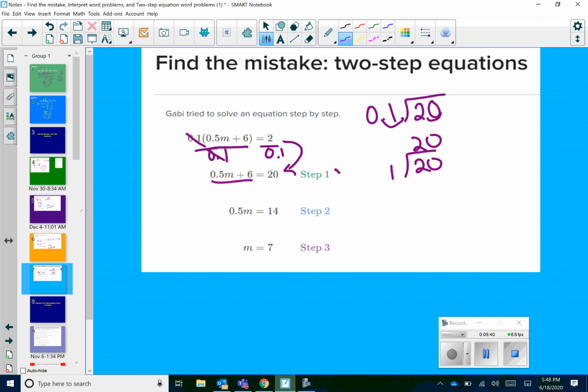So far step 1 looks good. Next step, we want to subtract 6 on both sides. That's going to cancel. So that leaves me with 0.5m equals 14. That looks good so far.